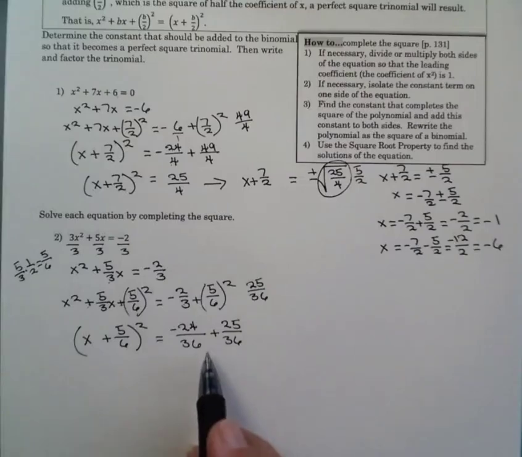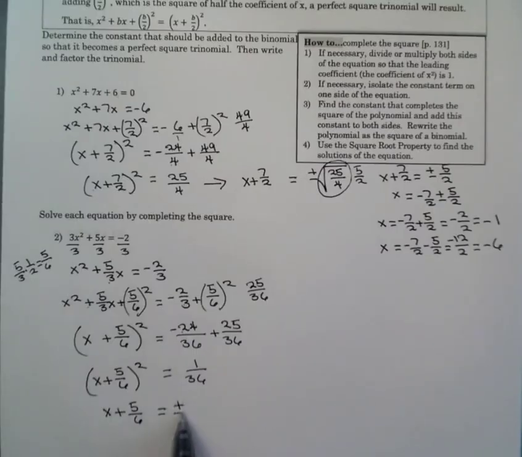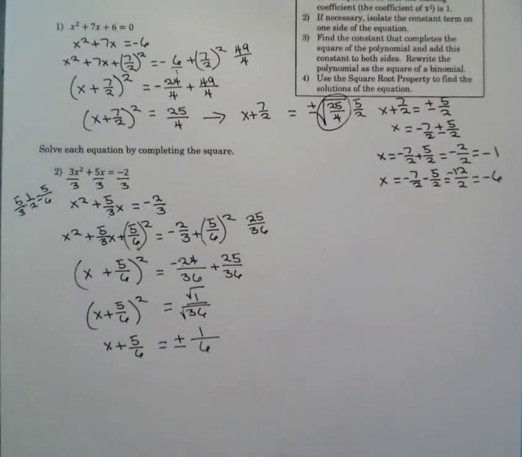So on this side, I've got negative 24 plus 25. That's going to be 1 over 36, isn't it? I'll rewrite it because otherwise I'm getting confused. Now, take the square root. The square root of the left is going to give me x plus 5 over 6. When I take the square root of the right, I'm going to say plus or minus. Can we just do it like this? The square root of 1 is 1. The square root of 36 is 6. So it's plus or minus 1 over 6. I'm showing you a few little shortcuts that you might want to utilize if you can do them.